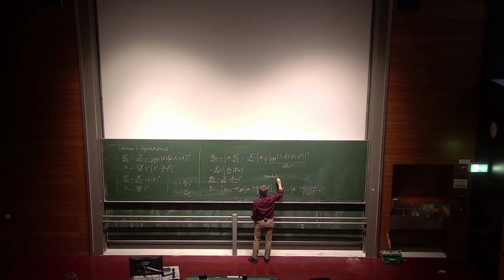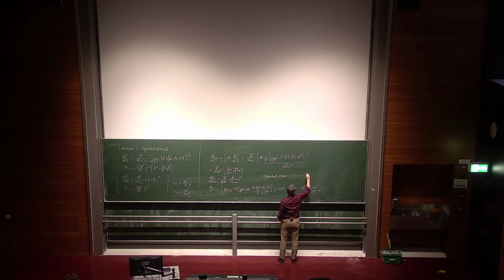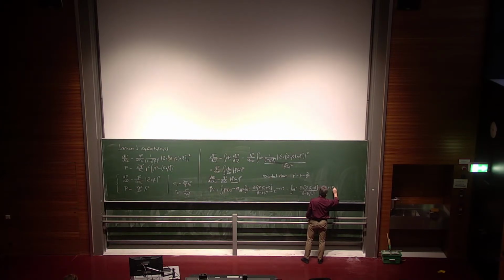So let me write this down. The retarded time is given by the observer's time minus r over c, right? I need to take into account that the light needs some time to travel from the source to the observer, and the time it needs to travel is the distance r divided by the speed of light. All right, now I have to insert t as a function of t prime. So this is t prime plus r over c. And r depends in a delicate way on t prime. This we need to take into account.